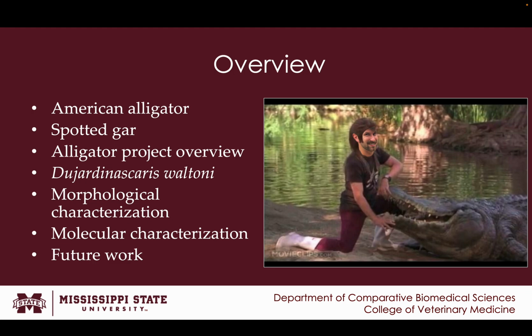Just a quick overview, I wanted to go over how the American alligator and the spotted gar both play their roles in their native ecosystems. I wanted to go over Dejardinascus waltoni, the parasite found in this study, and its morphological and molecular characterization, and then end it with some future work and acknowledgments.